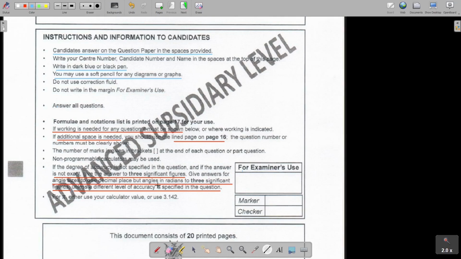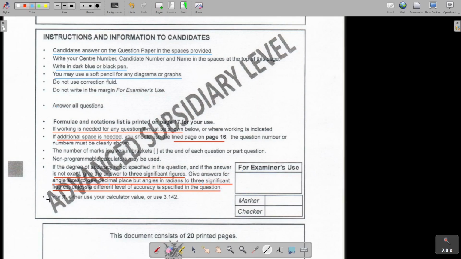Okay, now this is also for me very important. If the degree of accuracy is not specified in the question and if the answer is not exact, that means it doesn't stop on the calculator, or it's a square root of 18 or something like that, the answer must be to 3 significant figures. Give answers for angle size to 1 decimal place, that's degrees. But if the angle is in radians, it must be to 3 significant figures. Not 3 decimal places, 3 significant figures. Unless a different level of accuracy is specified in the question.